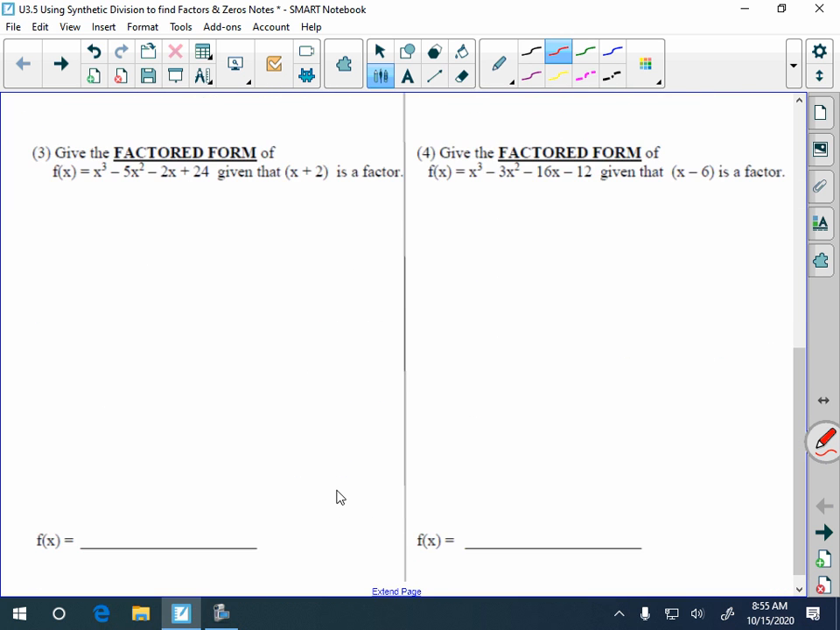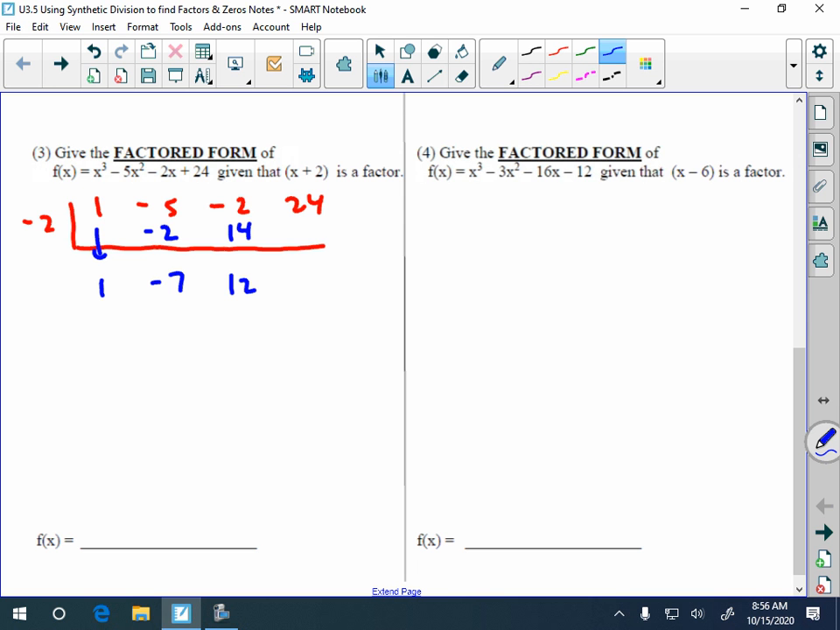All right, number 3. Here they give us x plus 2 as a factor, so we'll change the sign to negative 2. Our coefficients are 1, negative 5, negative 2, and 24. Bring the first term down. Multiply negative 2 times 1 is negative 2. Add down, it's negative 7. Multiply is 14. Add down, that's 12. Then multiply, that's negative 24. Add down, that's 0. Yay, get it right.